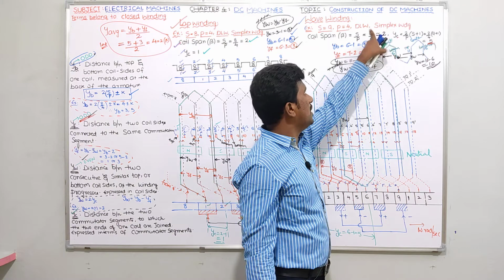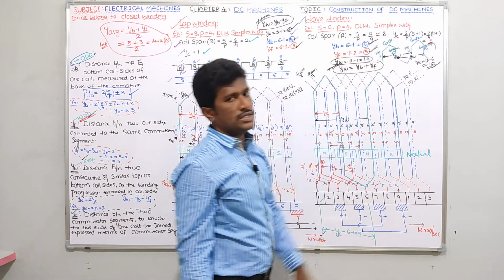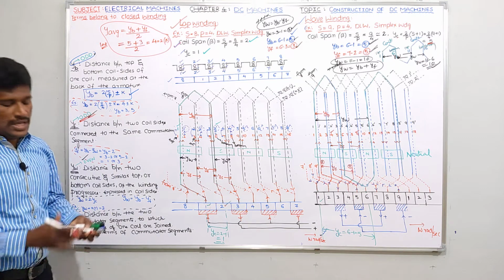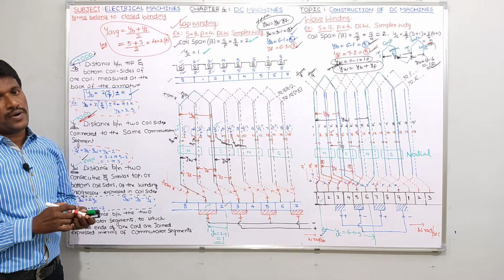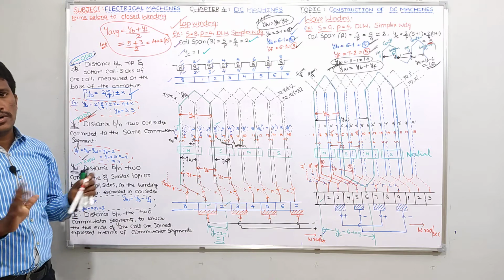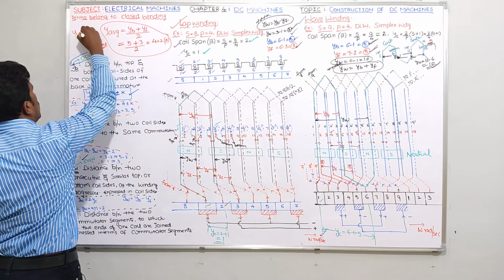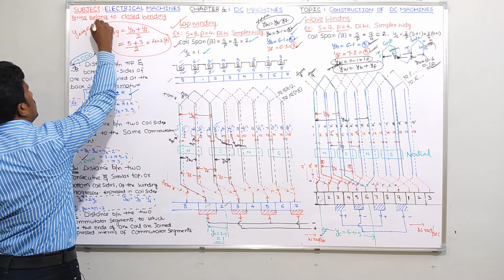So if you do 2 times the coil span, that will be equal to Y average. So please guys, you have to remember one simple point here. Y average is approximately equal to 2 times the coil span. That's the one you have to remember. Okay, this is a very important formula. Y average will be approximately 2 times the coil span.